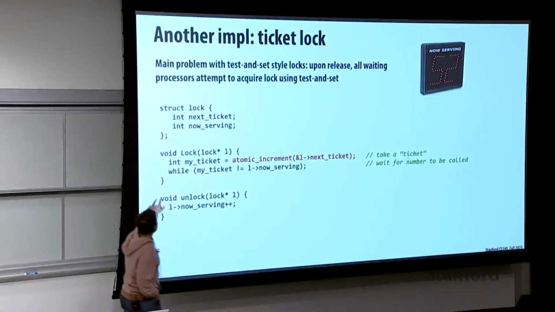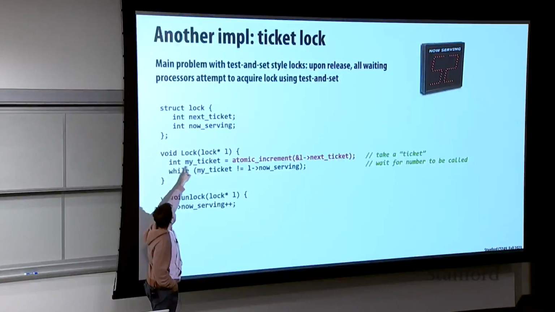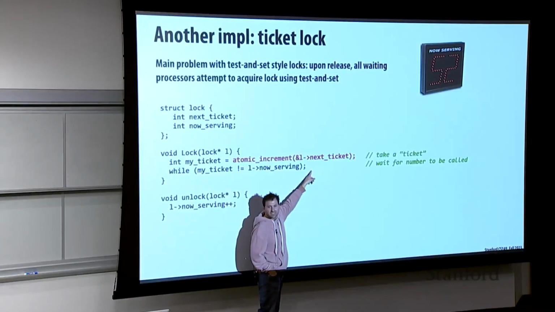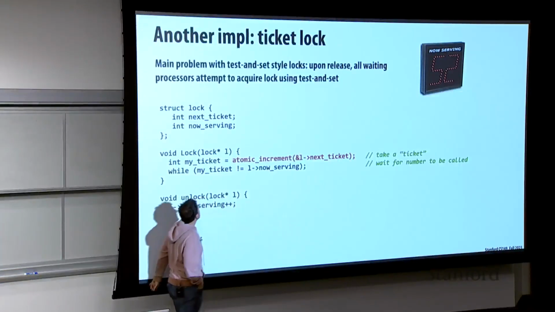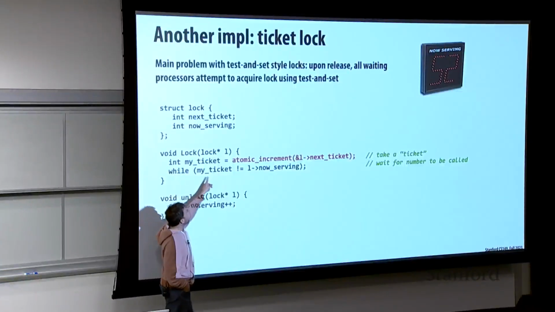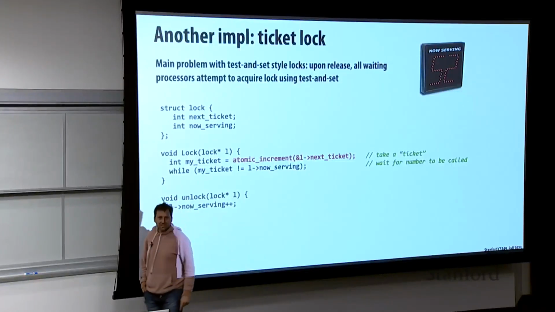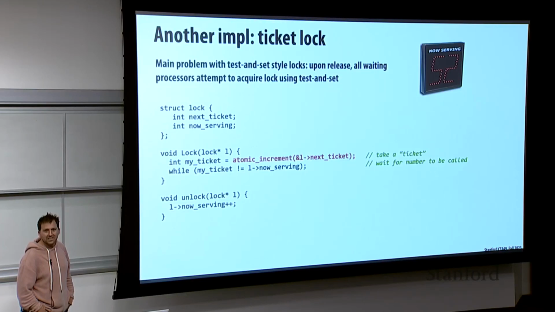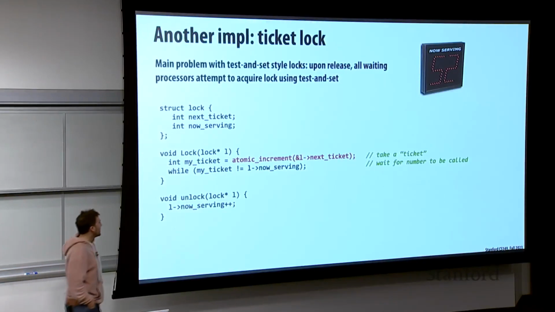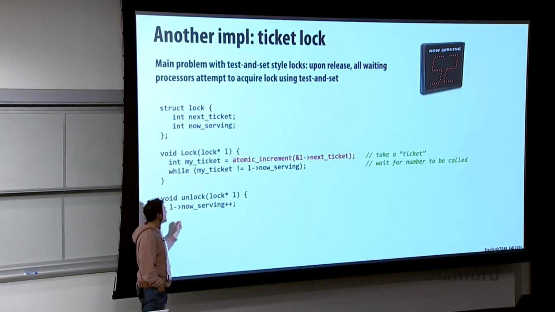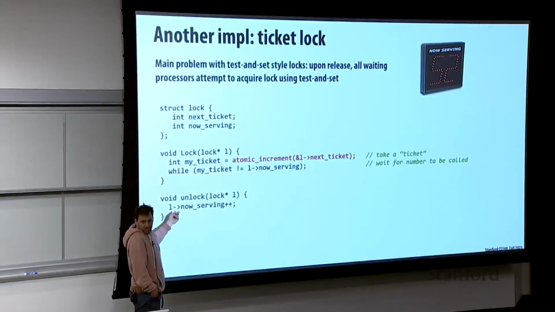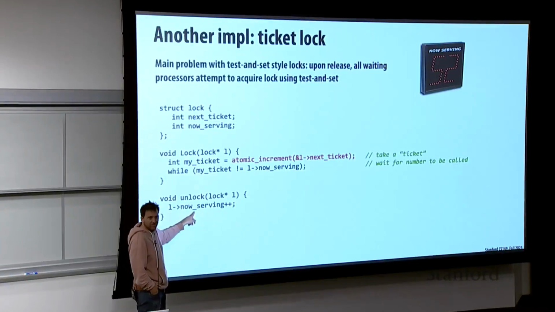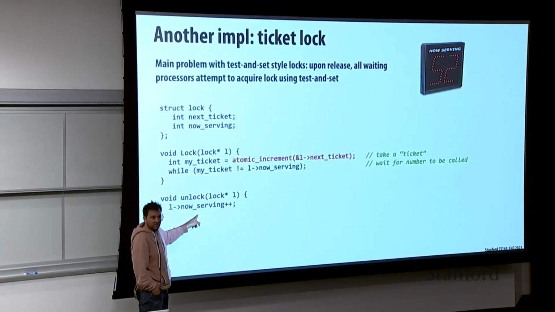Okay, so let's look at lock. My local ticket is going to be an atomic increment of next ticket. It's just like, give me the next available ticket. And then I spin while my ticket is not now serving, and that is largely a bunch of reads. Now releasing the lock: the thread with the lock just increments now serving, so it has to get exclusive access to now serving and does a write, an update.